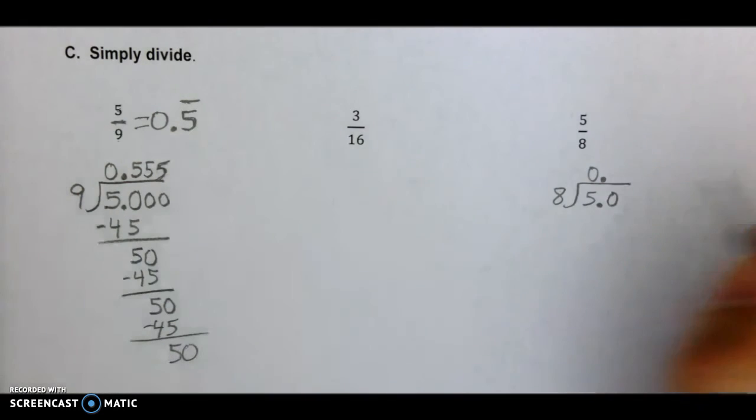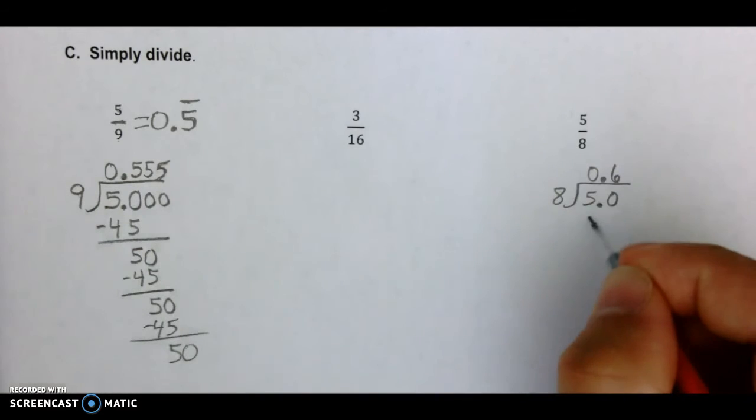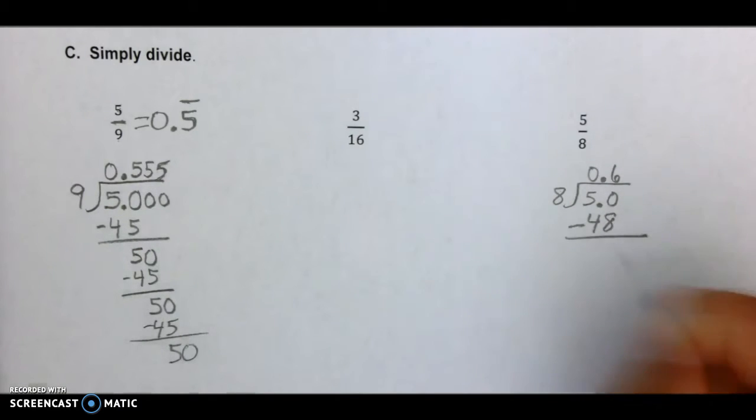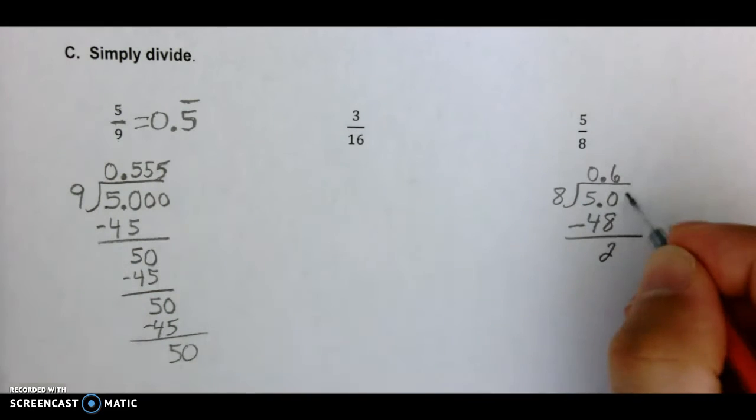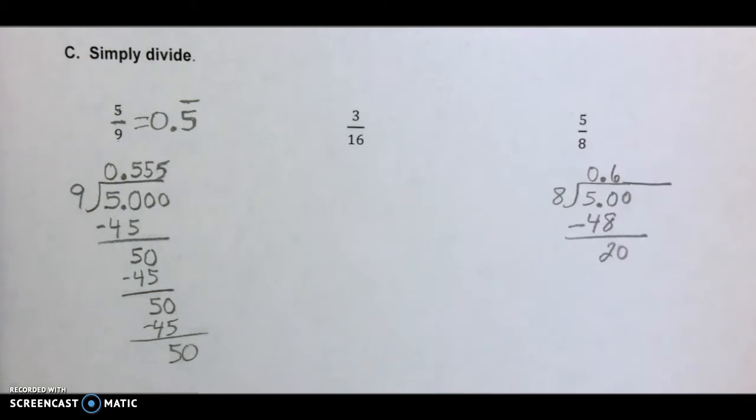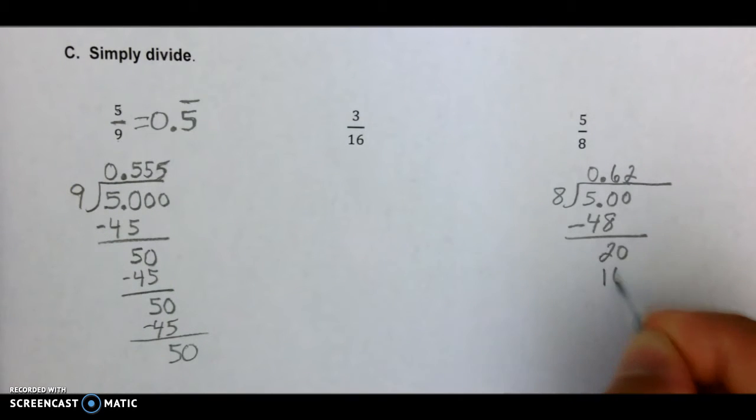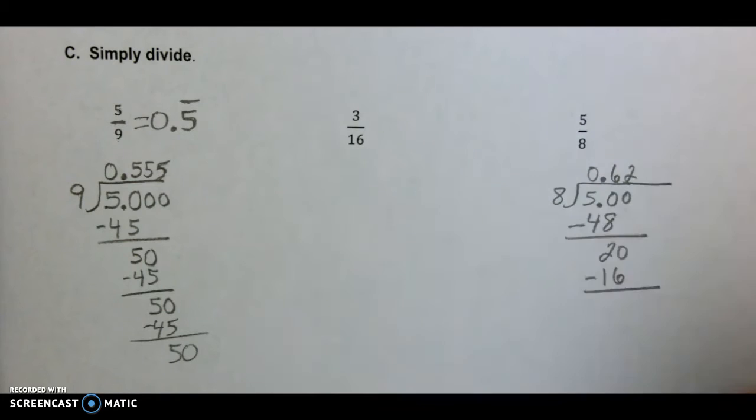8 goes into 50 6 times. 6 times 8 is 48. We subtract, and we end up with 2. Let's add a 0 and bring that down. Okay, 8 now goes into 20 twice. 8 times 2 is 16. I subtract, and that gives me a 4, so it's still not a 0 remainder.